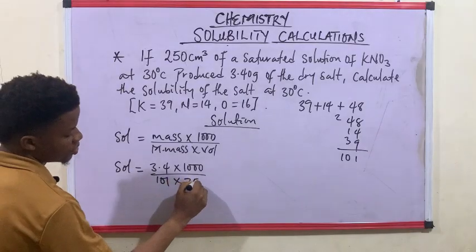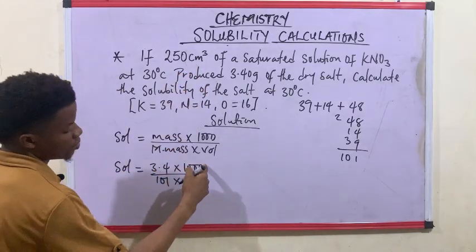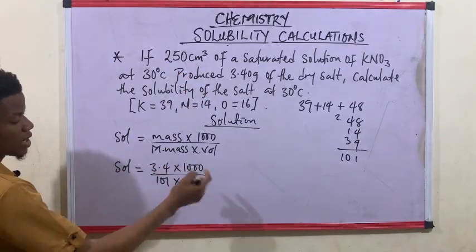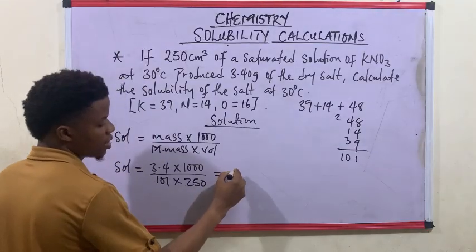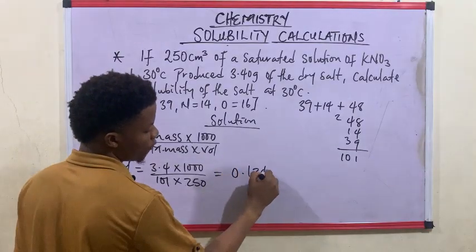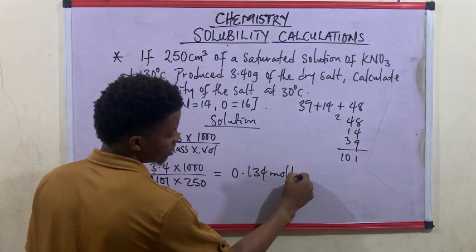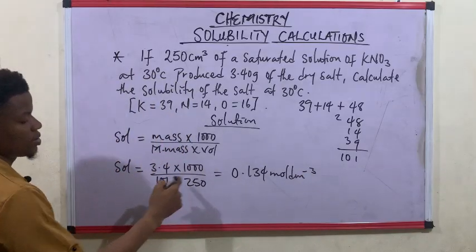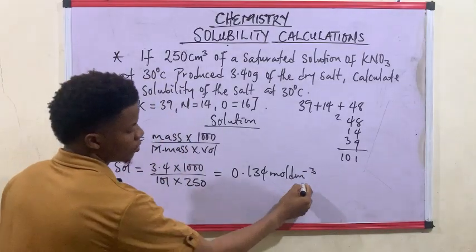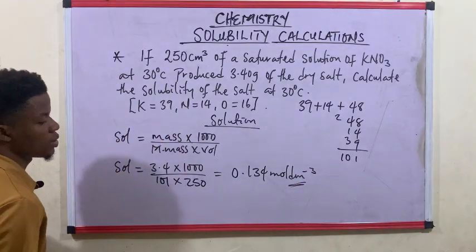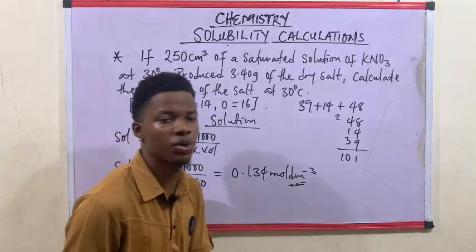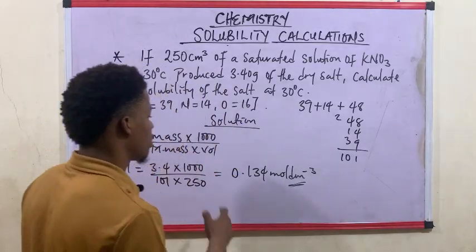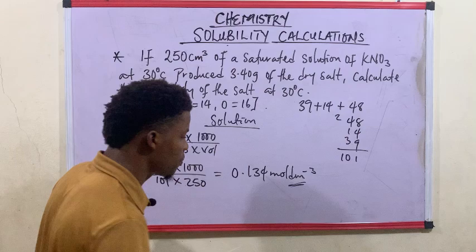250 centimeter cube. You see, we are using centimeter cube, because that is why 1000 is here. So when you multiply and divide, what you are going to get is 0.134 mole per dm cube. Now, what if they ask us to calculate solubility in gram per dm cube?